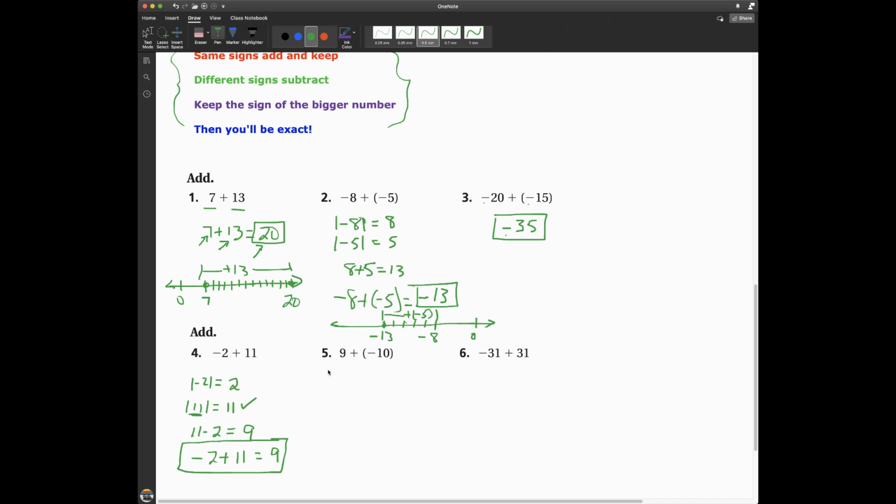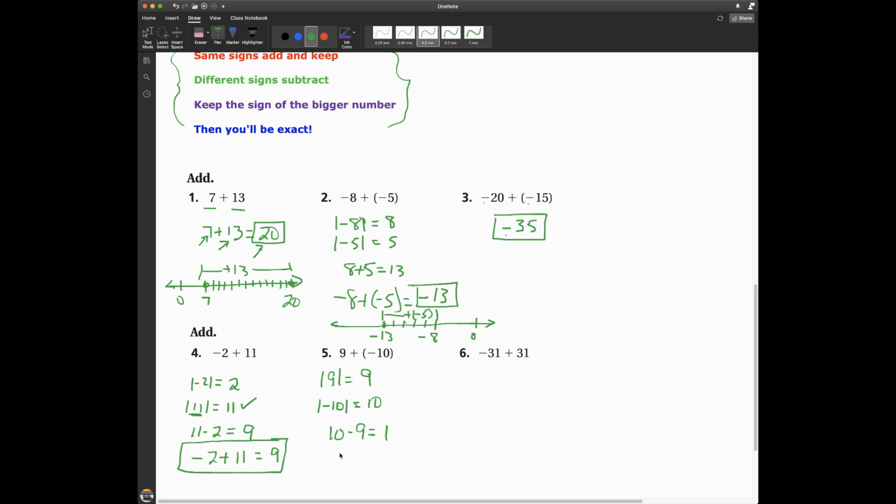And for number 5, what I want you to do is take a moment right now. I want you to write that problem down, and I want you to work that one out and see what you get. Okay, so the answer to this problem is 9 plus negative 10. And again, take the absolute values of these numbers. I get 9 and I get 10. I subtract 10 minus 9 equals 1.